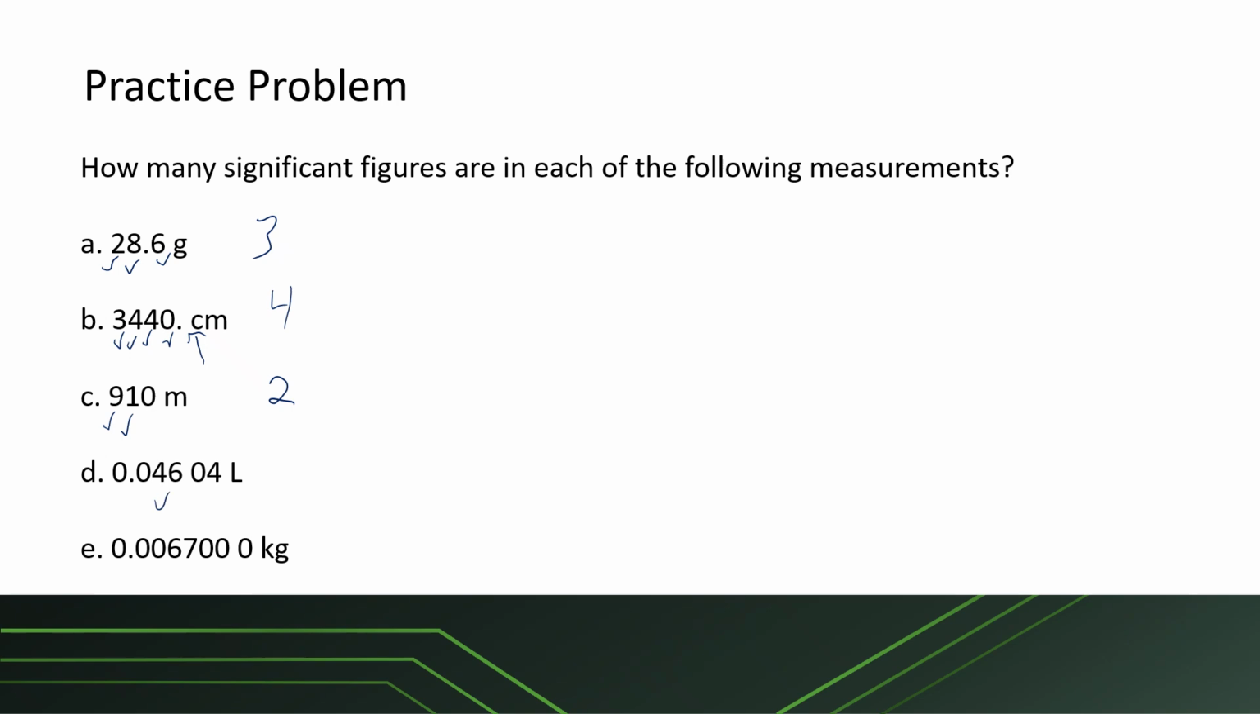For D, non-zero digits count. Zeros in the middle count. Zeros at the front of our measurement never count. So those 2 zeros at the front don't count. There are 4 sig figs. And the last one, E: non-zero digits count. Zeros at the front never count. Zeros at the end only count when there is a decimal. There is a decimal, so these ones count. So this one has 5 sig figs.